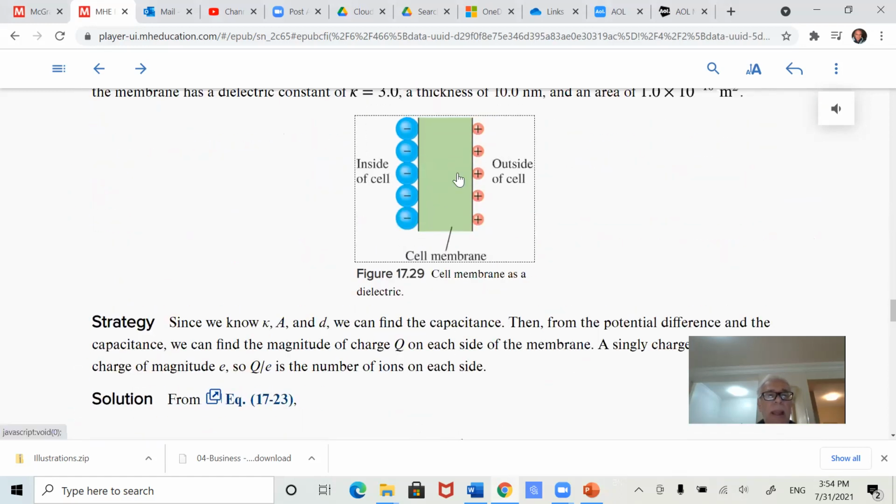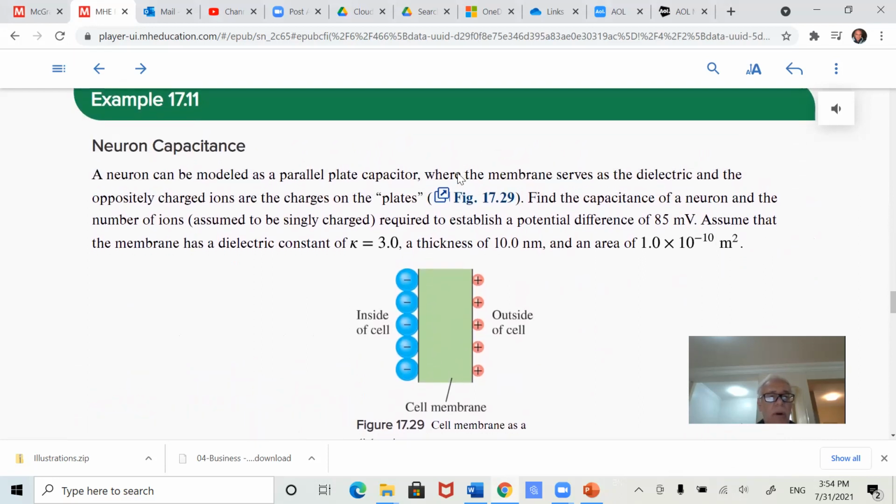Cells, by the way, can be modeled as a parallel plate capacitor, like the case of a neuron. It's not just a neuron, but any other cell out there. So why is that? Inside the cell, we have a buildup of electric charges, and on the other side of the cell membrane, we also have a buildup of charges of opposite sign. The cell membrane acts just like the dielectric in between.